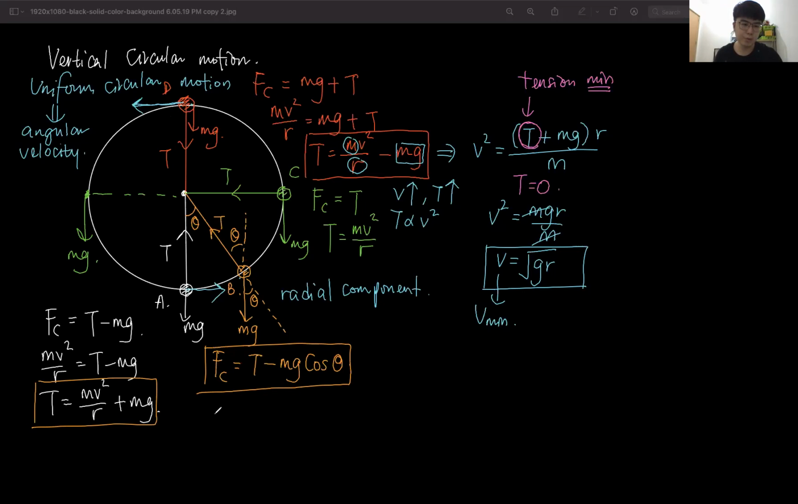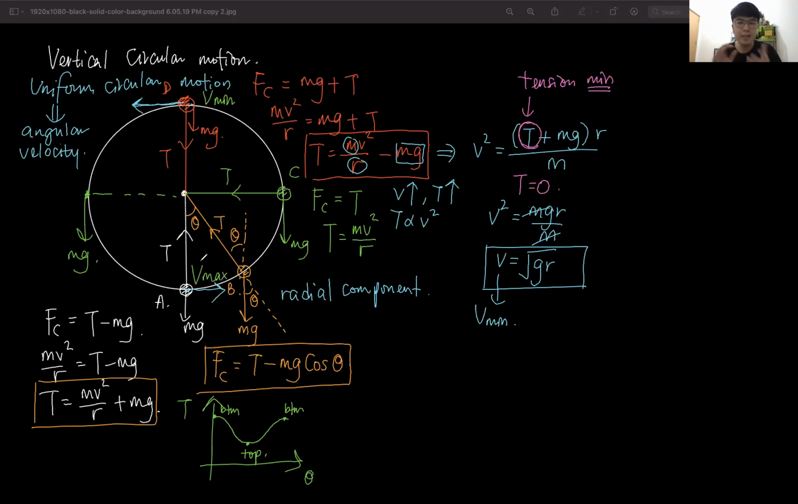If you were to draw the shape of the graph, with angle and tension value, you get something like this: it decreases, reaches a minimum, and then increases. This is when it reaches the top of the circle. Here is the bottom of the circle. This shows how the value of tension varies when you swing it like this. It is the same with the speed. The minimum speed is at the top and the maximum is at the bottom.